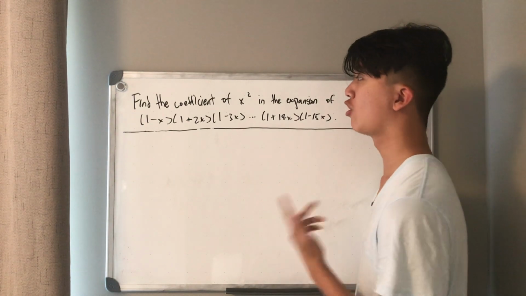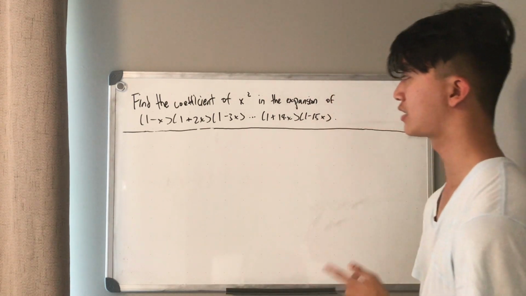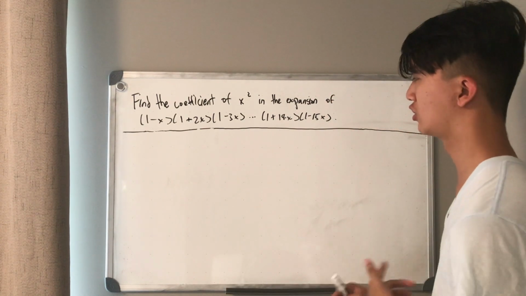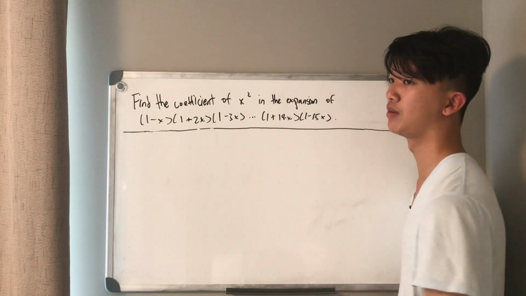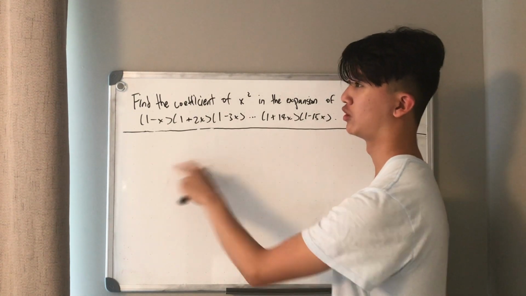Alright, so we are to find the coefficient of x squared in the expansion of (1 - x)(1 + 2x)(1 - 3x), alternating until (1 + 14x)(1 - 15x). So to solve this problem, let's first look at what the expansion of this would look like.